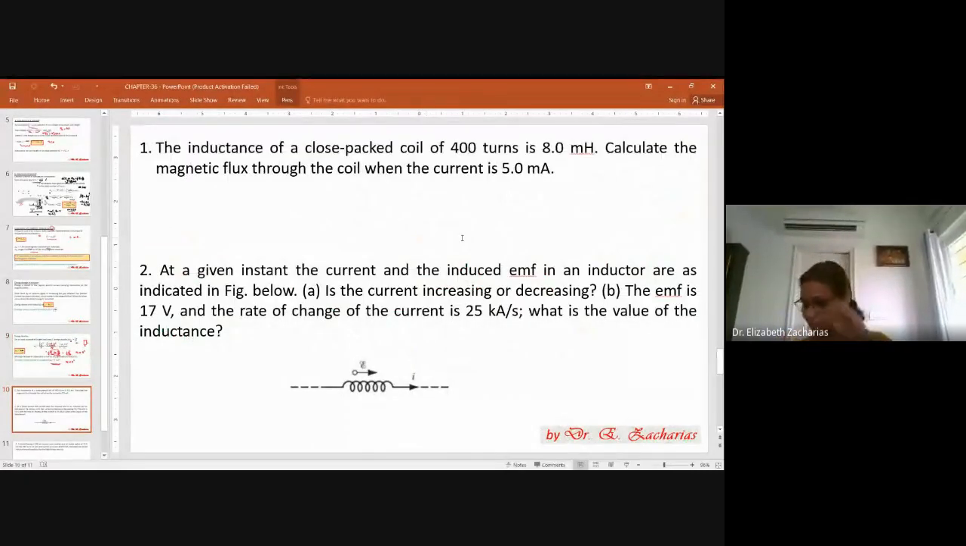Okay, we have finished this chapter. Let's quickly see whether you are able to do these problems. The inductance of a closely packed coil of 400 turns is 8 millihenry. Calculate the flux through the coil when the current is 5 milliamp. Inductance of a closely packed coil, so that means assume it is a solenoid. So what is 400? Number of turns. And what is L? L is 8 millihenry. Then the current is 5 milliamps. You have to get phi B.